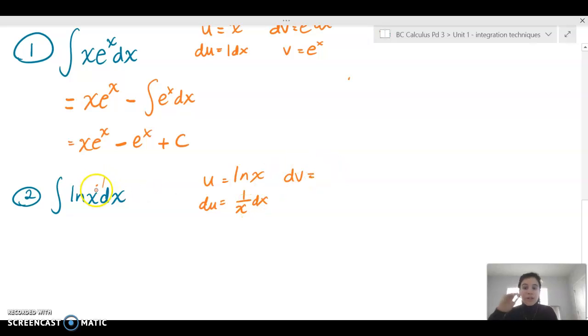So then for our dv we look at what's remaining. Cover up that natural log x. What else do you have? 1 dx. What's the antiderivative of 1 dx? It is just x. Great. All right, so we use our formula, ultraviolet voodoo.